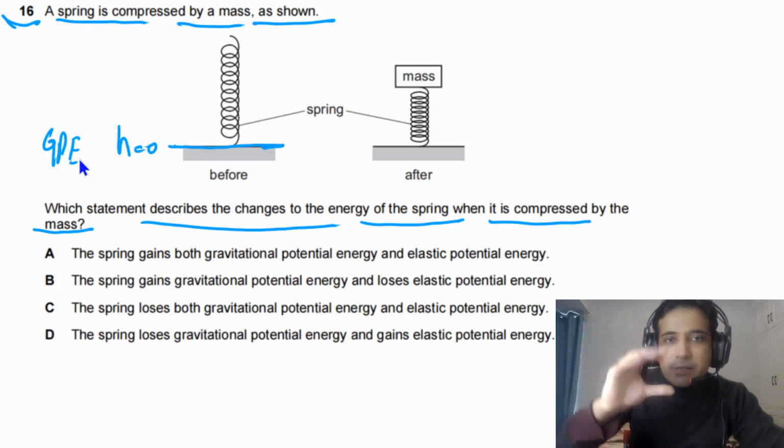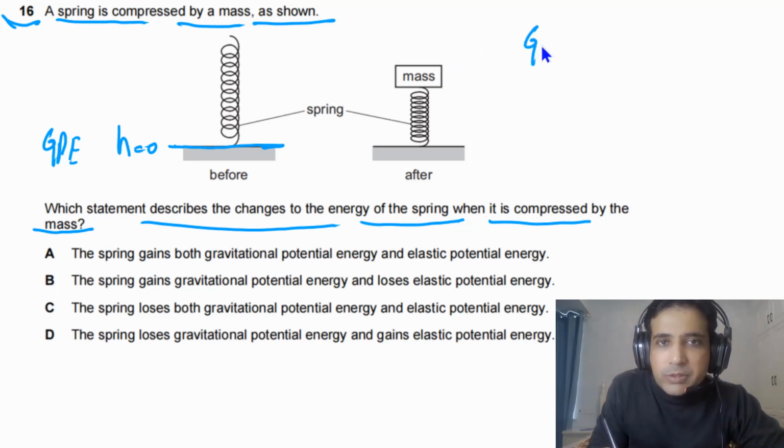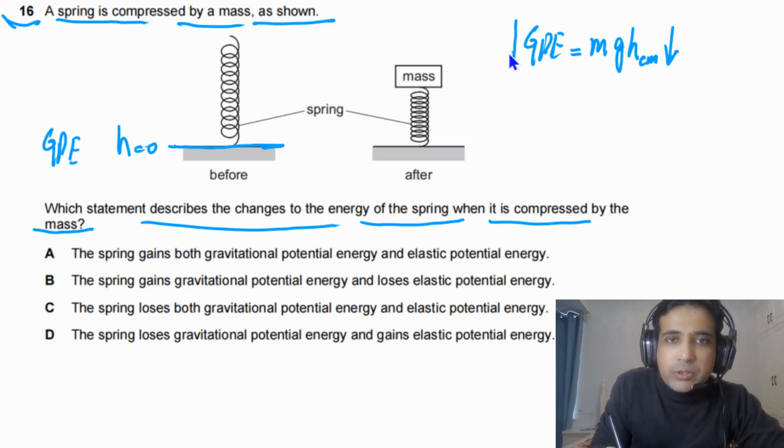So when the spring is compressed, the height of its center of mass will decrease. As the height of the center of mass decreases, we can say GPE in this case will decrease, because the height of the center of mass of the spring will go down. As this goes down, GPE will go down.